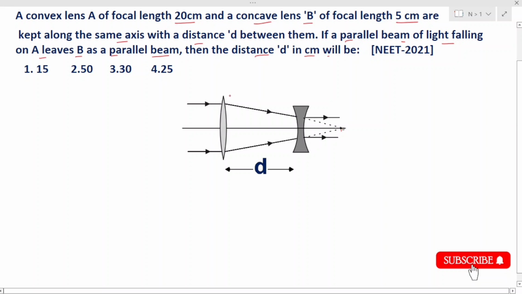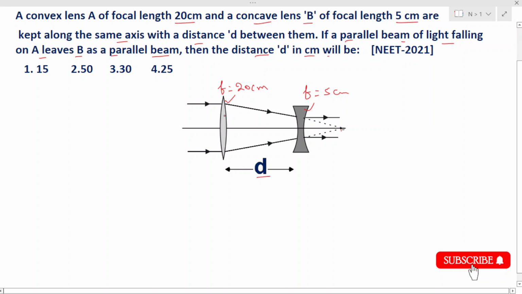He told that this is a convex lens of focal length f equal to 20 centimeters. And this is a concave lens of focal length f equal to 5 centimeters. And he told that he placed this convex lens and concave lens on the same axis, at a distance d, that is the distance between these two is d.